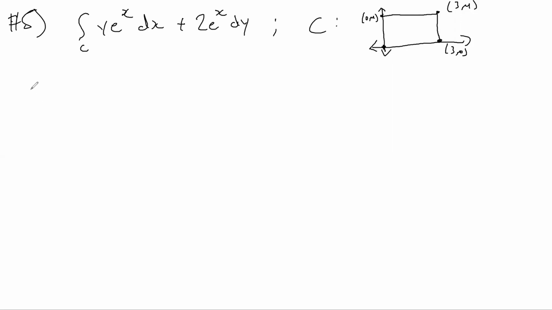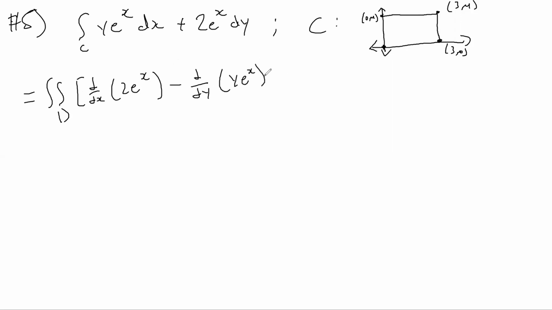All right, so again, by using Green's theorem, I can rewrite this question as the double integral bounded by D of the partial derivative with respect to x of 2e to the power x minus the partial derivative with respect to y of y e to the power x. Right, and then this would be dA. All right, so let's see. So we got the double integral. That's going to give us 2e to the power x, and this is going to give us e to the power x, of dy dx.